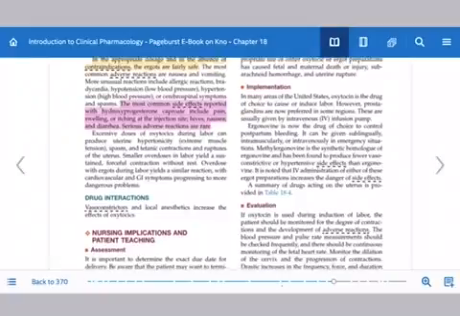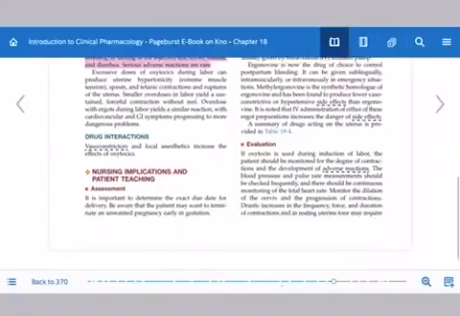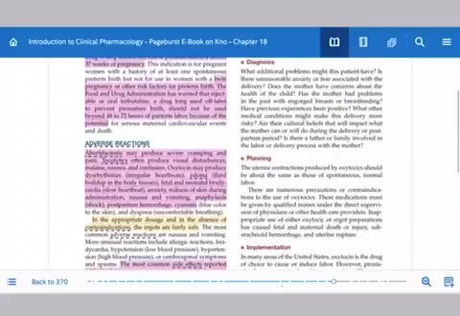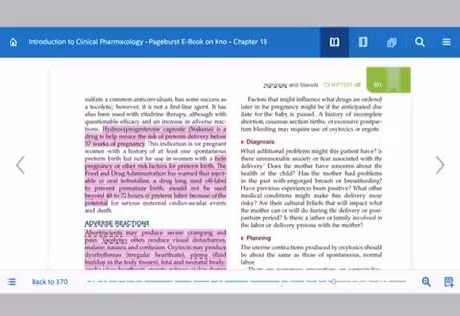And vasoconstrictors, and you look at drug interactions, vasoconstrictors and local anesthetics increase the effects of oxytocins. All right, so nursing implications, patient teachings. All right, assessment. It says beware that the patient may want to terminate an unwanted pregnancy early in gestation. All right, a history of incomplete abortion, cesarean sections, excessive postpartum bleeding may require use of oxytocin meds or ergos.